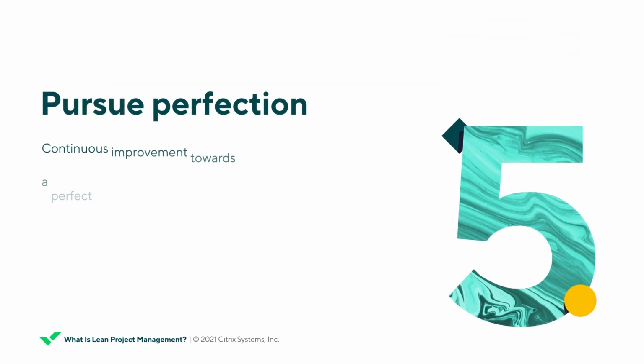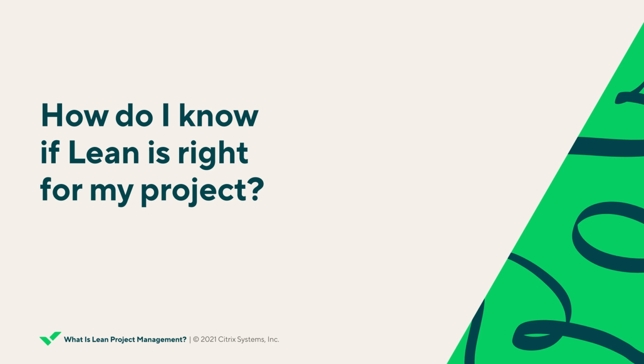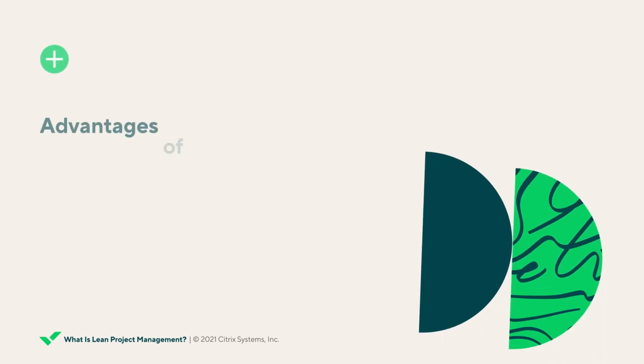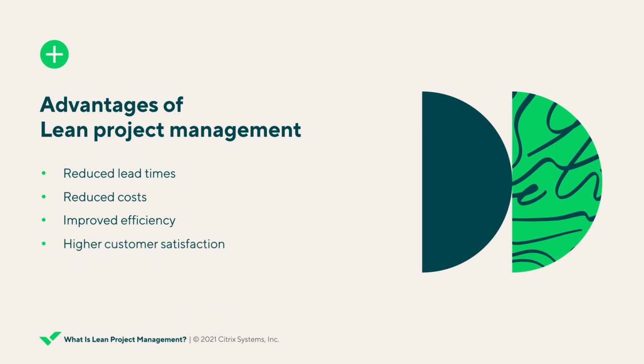Pursue perfection. Continuous improvement and striving towards a perfect process is the ultimate goal for lean teams. You should continuously assess what is and is not working for your lean project and adjust accordingly. So now you're familiar with the ins and outs of how lean project management works. But how can you tell if it's the best methodology for your project? Let's take a look at the advantages and disadvantages of lean project management. The potential benefits of using lean are many. They include reduced lead times, reduced costs, improved efficiency, and higher customer satisfaction.